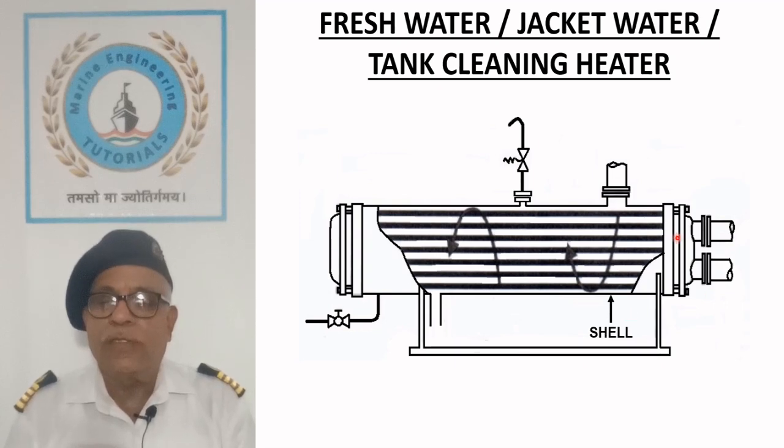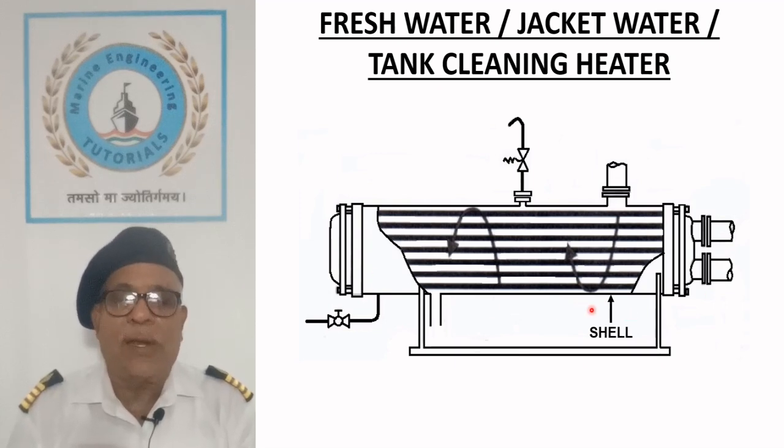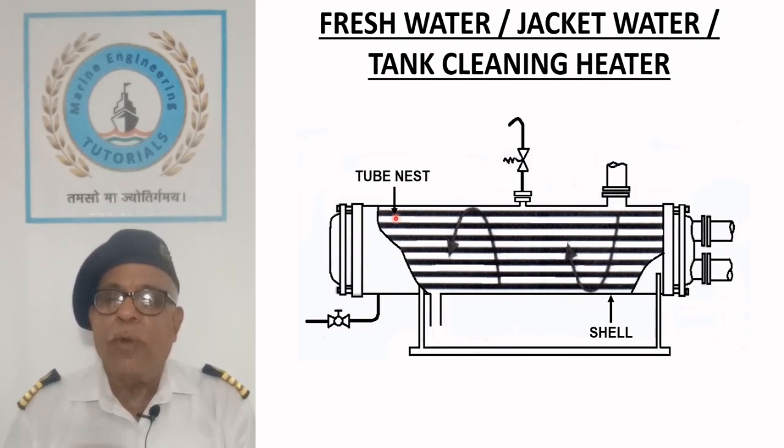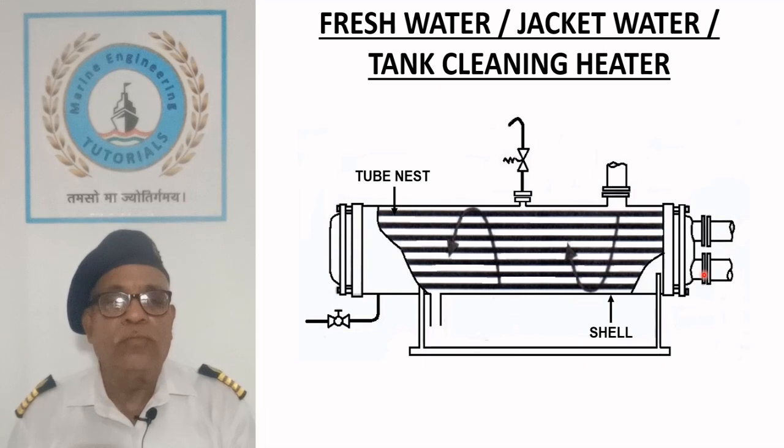The heat exchanger consists of a cylindrical shell. A number of tubes attached to the tube plates form the tube nest, which is secured to the shell on both ends. In a long heater, tubes may be additionally supported to prevent their sagging.